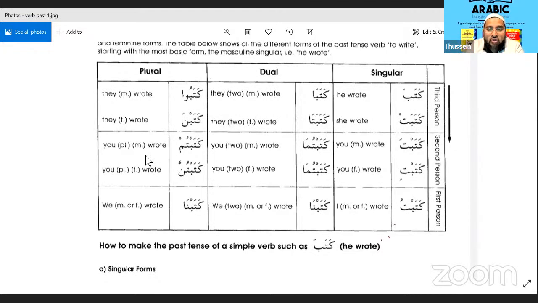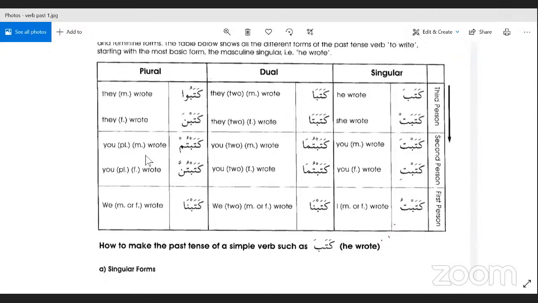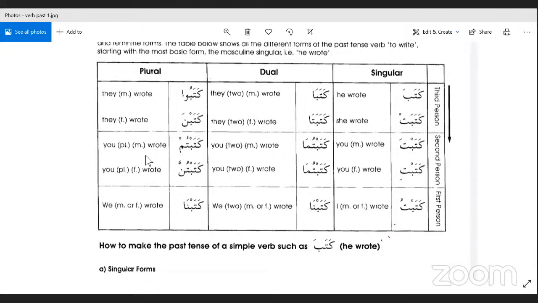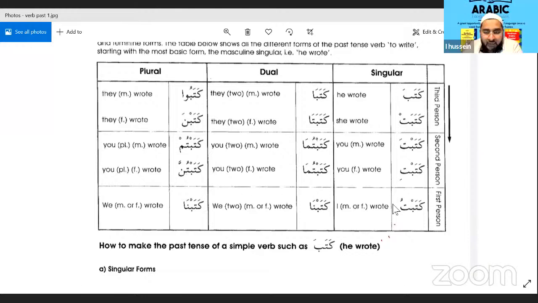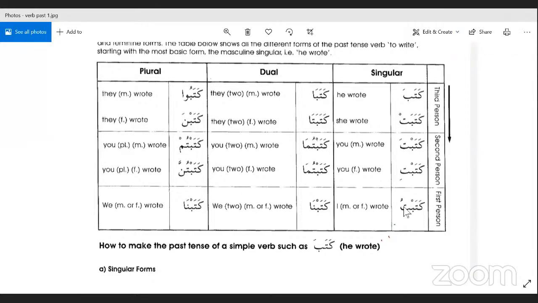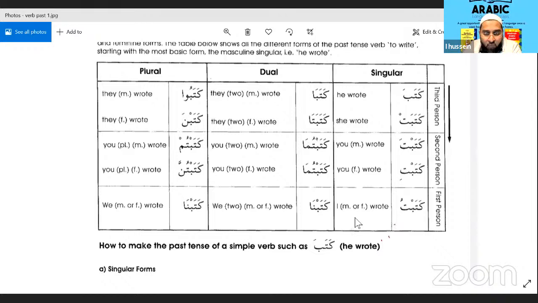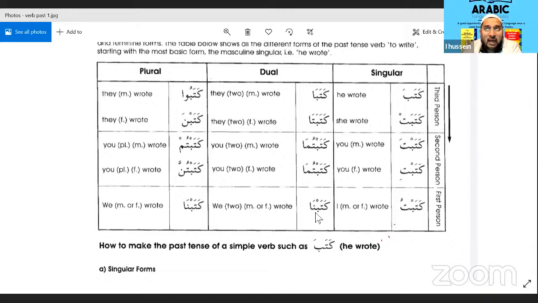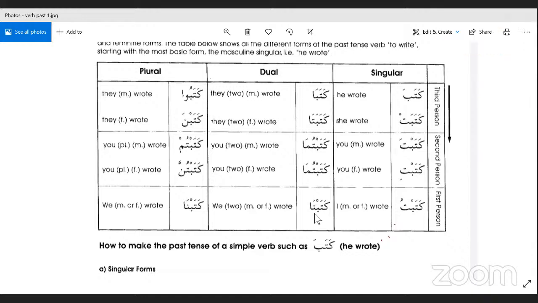How do you say I wrote? Katabtu. So all of these six here are for the second person, and for I and we we add the ta with a dhamma. Katabtu means I wrote, and adding a noon with an alif at the end, katabna means we wrote. Is this clear? Yes.